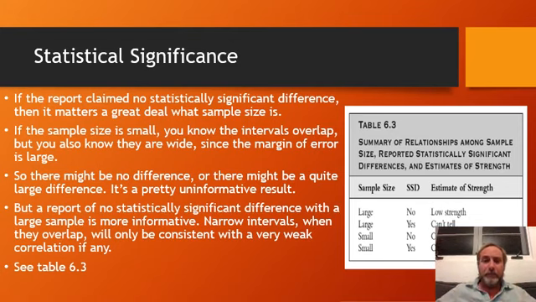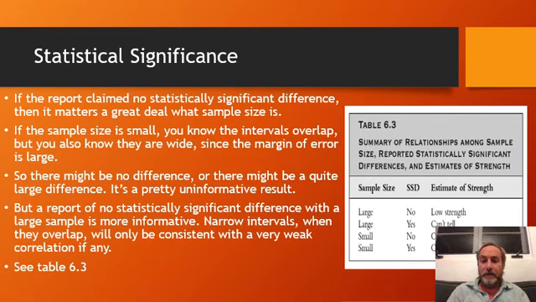So a report of no statistical significance with a small sample size is a pretty uninformative result, right? But a report of no statistically significant difference with a large sample size is fairly informative, right? Margins of error are going to be very narrow, right? And so if they overlap, it's possible there's a correlation there, but if there is, it's going to be a very weak one, right? So that can be helpful. That can tell you something.